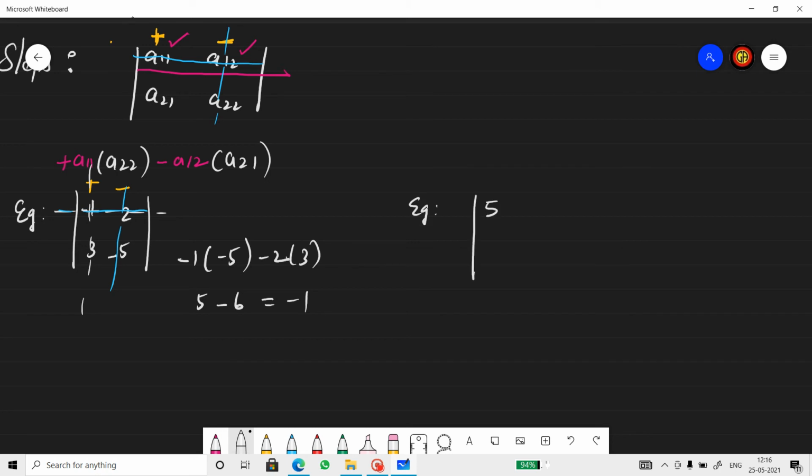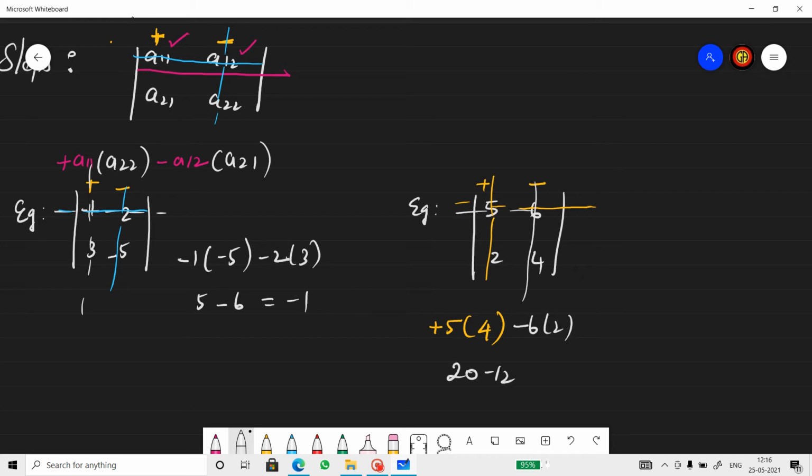Alright, one more sum. Determinant of 5, 6, 2, 4. So put a plus and minus sign on top of it. Plus 5 into, delete the row and column in which this 5 is present. What remains is 4. Then minus 6. Delete the row and column in which 6 is present. What remains is 2. So 20 minus 12. That means 8. Understood?